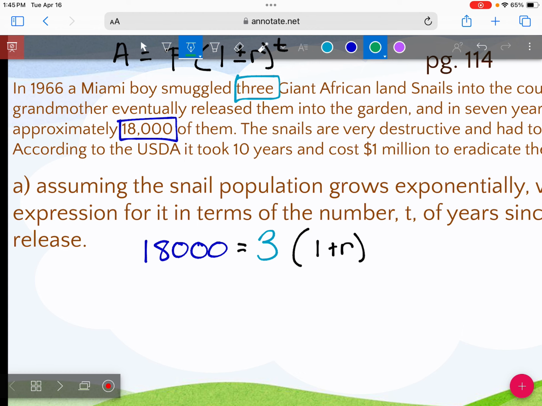Did it take 10 years to get to 18,000? No, it took 10 years to completely eradicate them. It took 7 years to get to 18,000. Is the 10 involved in this process of snail growth? No, that is a separate sentence. That's a distractor sentence. So this 7 is the amount of years it took. Can we figure out this rate from here? Could we figure out how much they're growing by? Can we get R by itself?